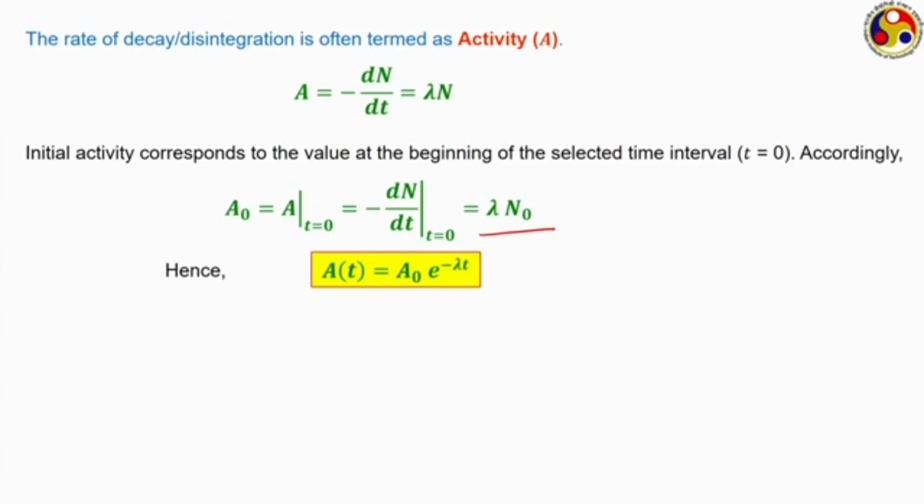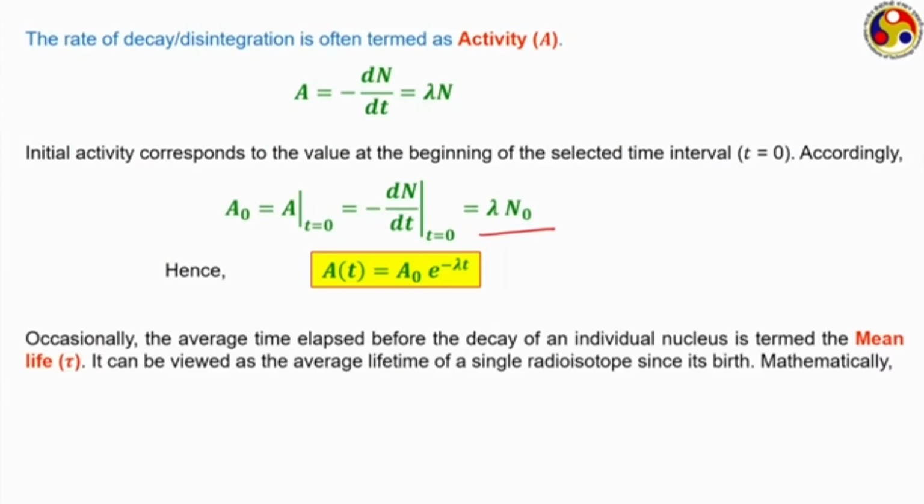So, putting this expression for A and A naught in our original expression, we get A(t) equal to A naught into e to the power minus lambda t. That is, the change in activity with time can also be related to the decay constant lambda. This is again another exponential curve, and if we plot it graphically, it will show a similar nature to what we have seen for the decay law.